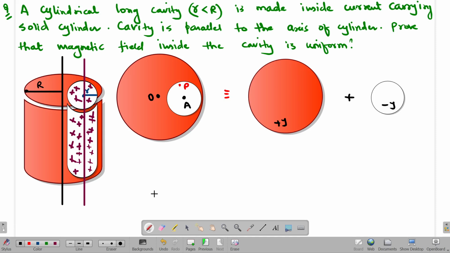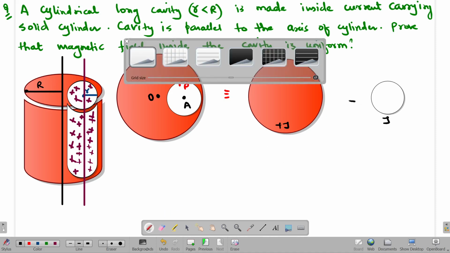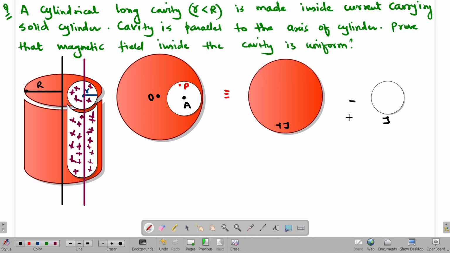Or you can even consider that this is plus J, and since current is a scalar quantity, you can directly put minus instead of adding. Are you able to get me? Clear?